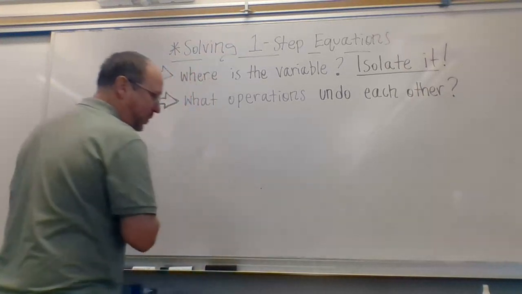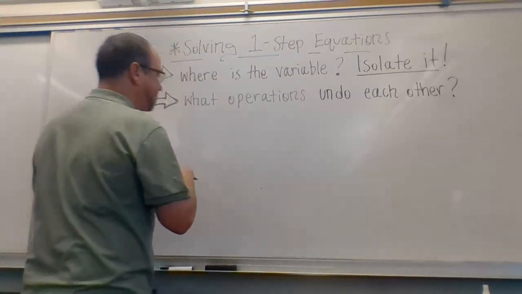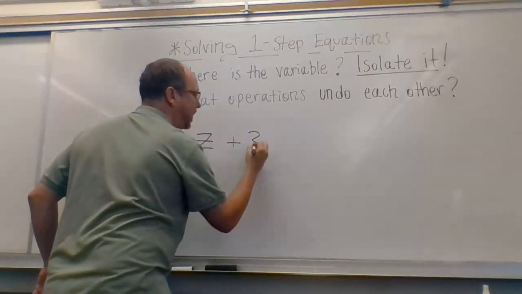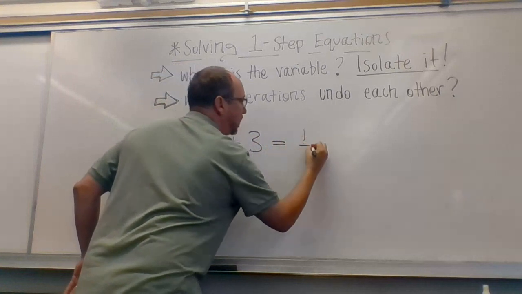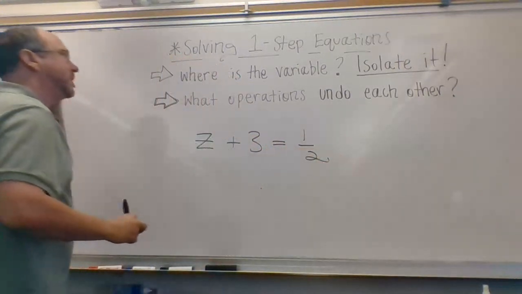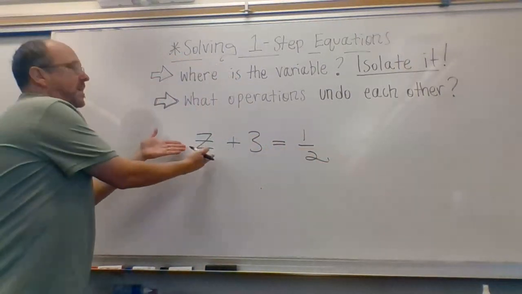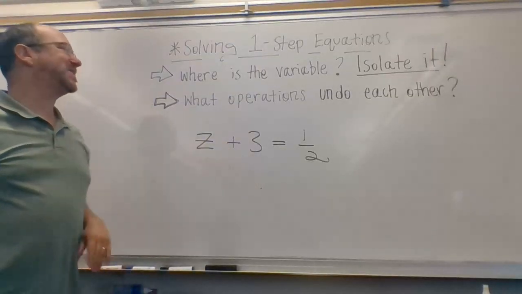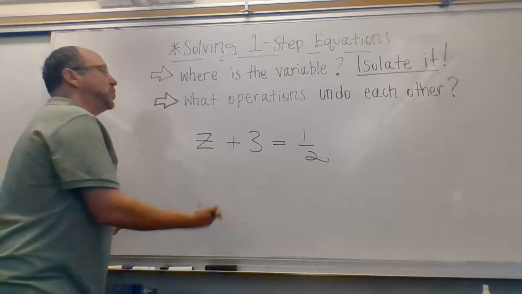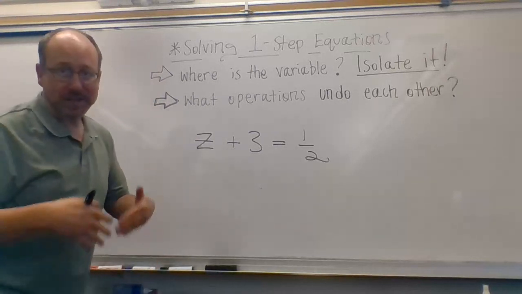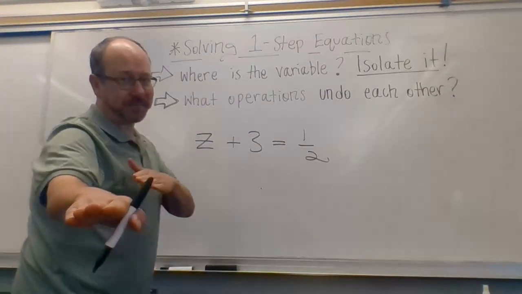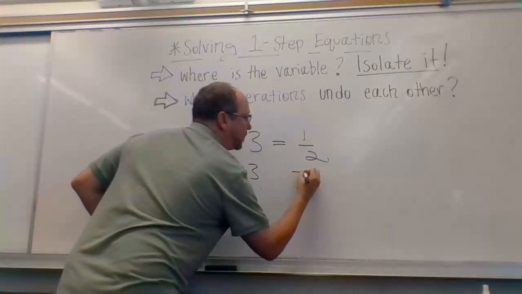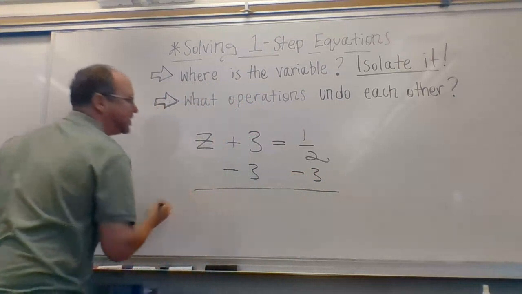Example number 2 is z plus 3 is equal to 1/2. All right, where's the variable? It's in the same place right here. Our variable's on the left side, but it's got a plus 3 added to it. We want to undo that. We want to undo addition. The opposite of addition would be subtraction, so we're going to subtract 3 from both sides, just like so.